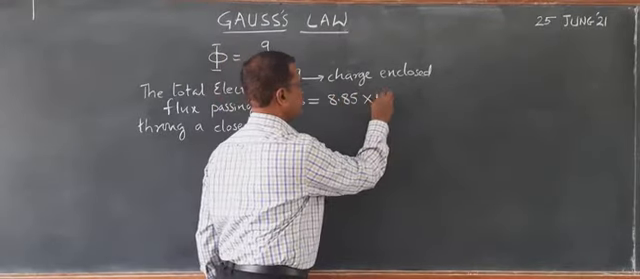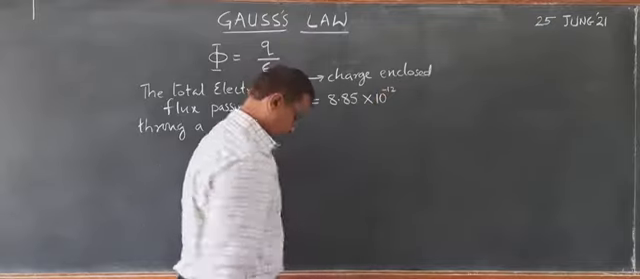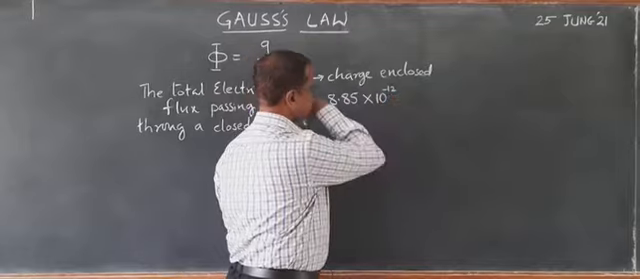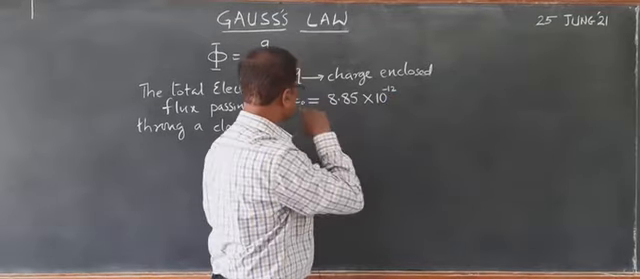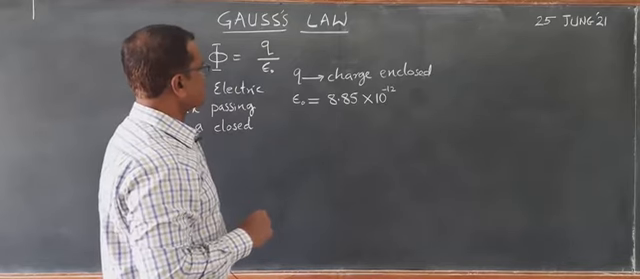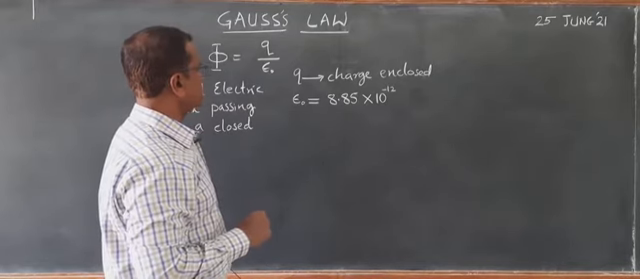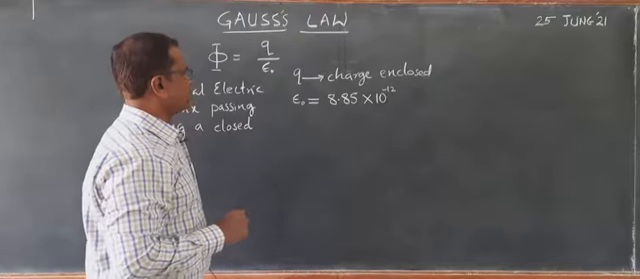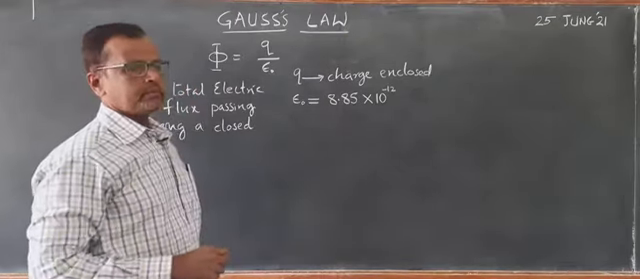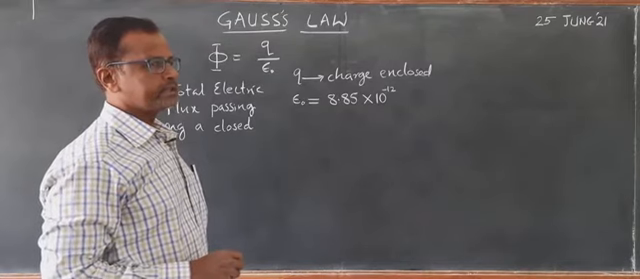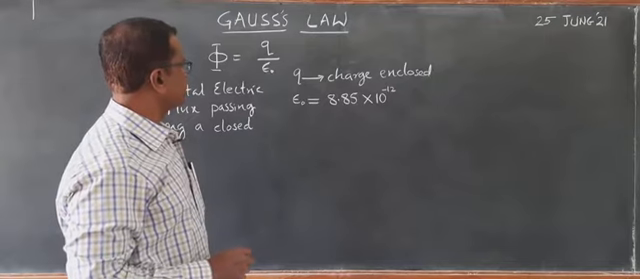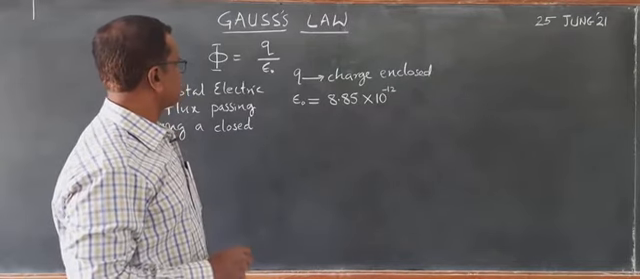8.85 into 10 to the power of minus 12. Newton meter square per coulomb square is the SI unit of permittivity of free space.